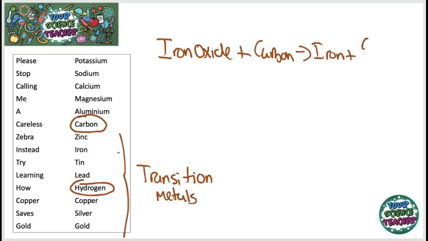This is a displacement reaction. Because carbon is more reactive, it steals that oxygen away. Now, extracting the metal in this way is called smelting, and there was another key definition that I included there, which was an ore, and an ore is just a piece of rock containing a useful metal.